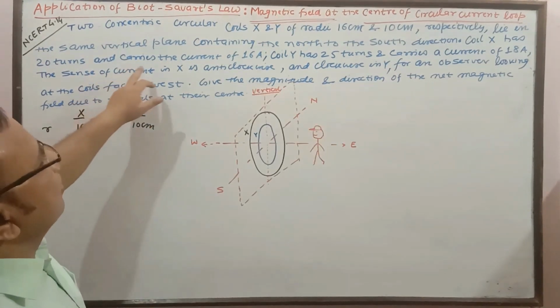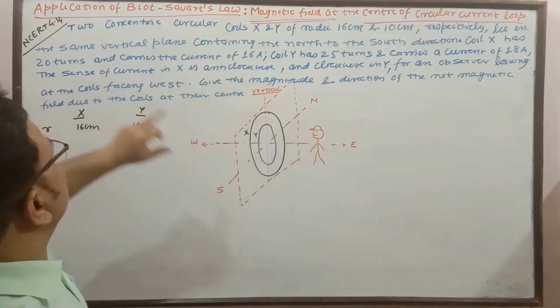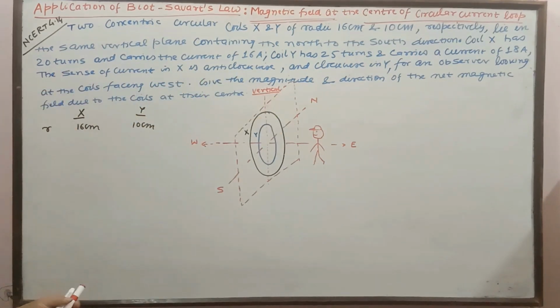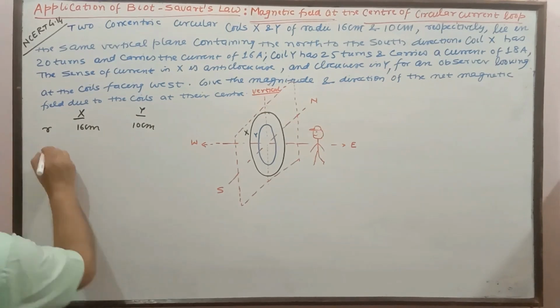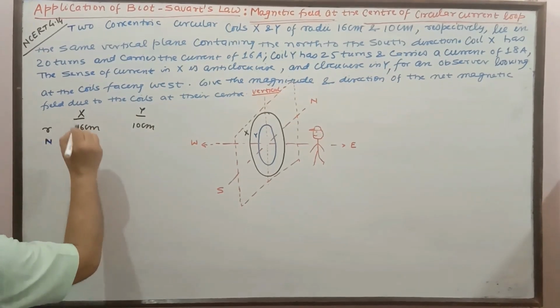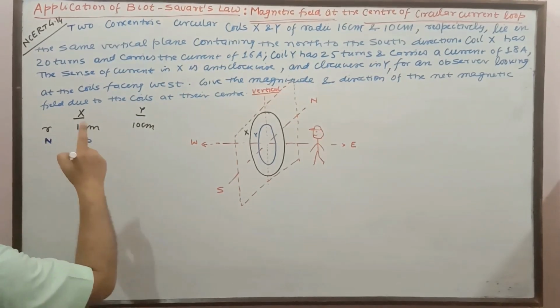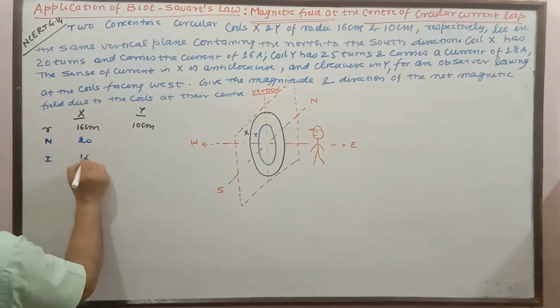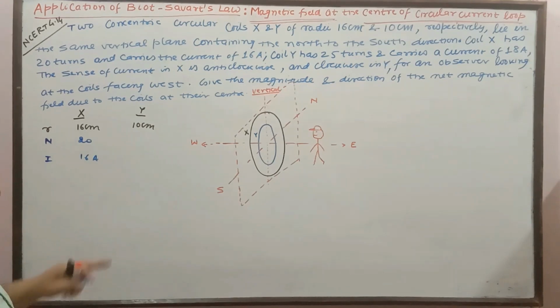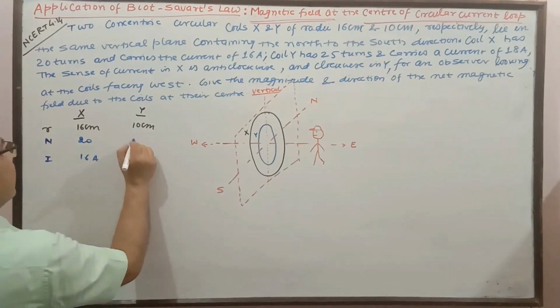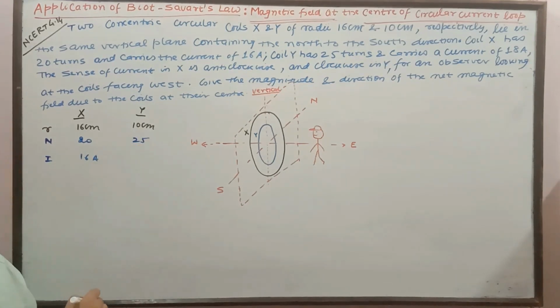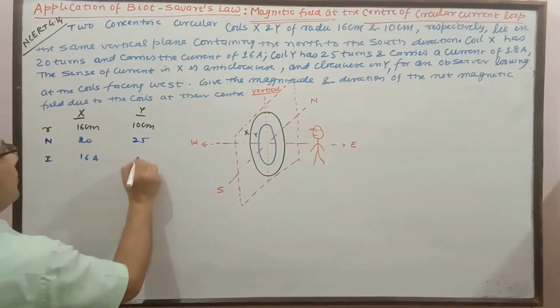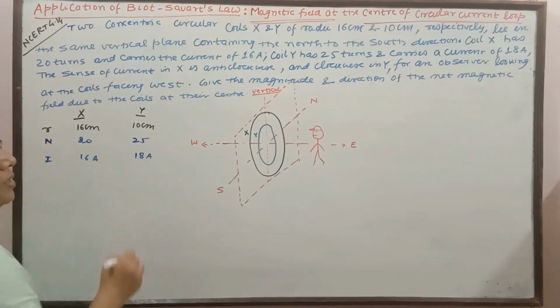Here it is written that coil X has 20 turns and carries a current of 16 ampere. Coil Y has 25 turns and contains a current of 18 ampere.